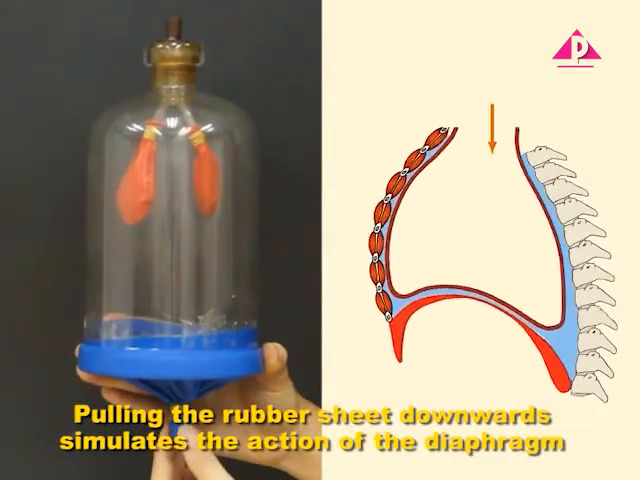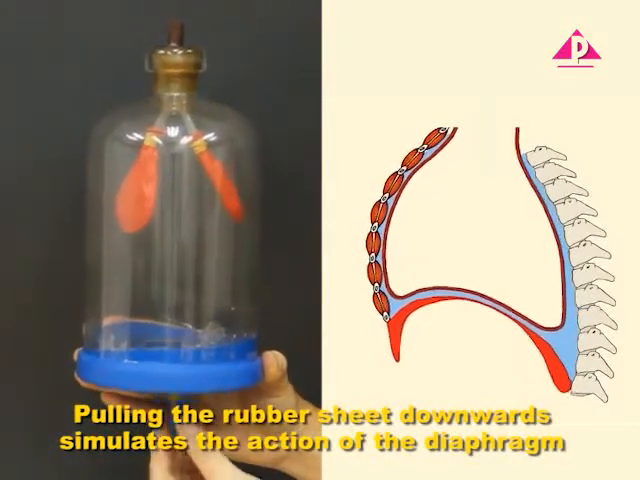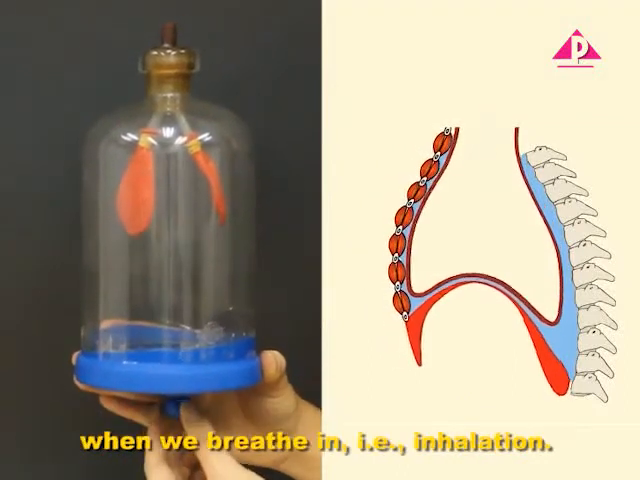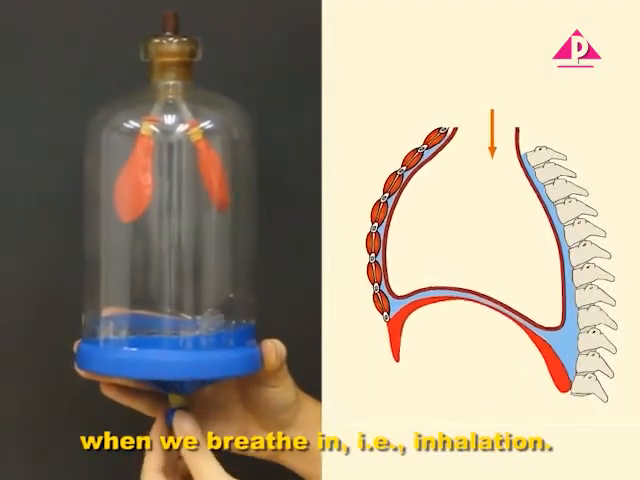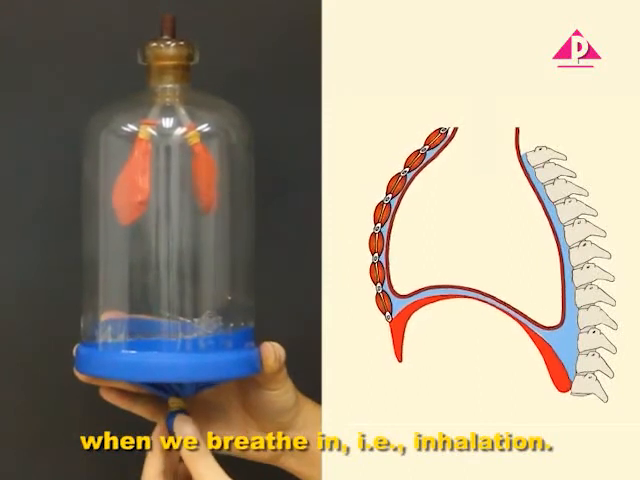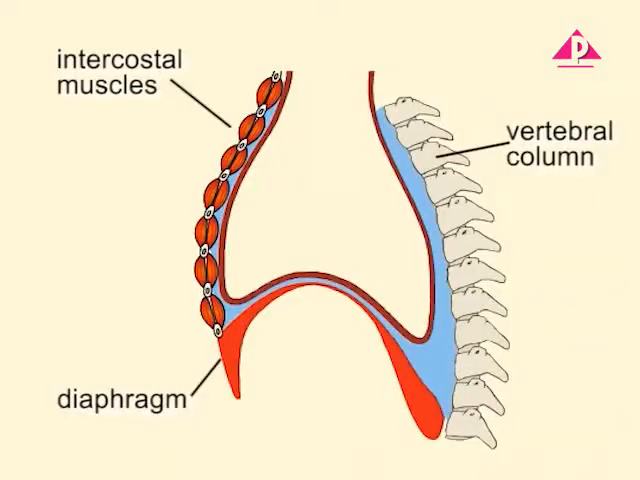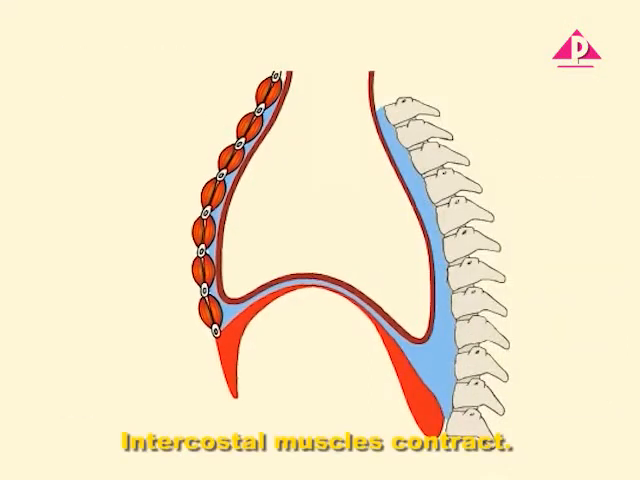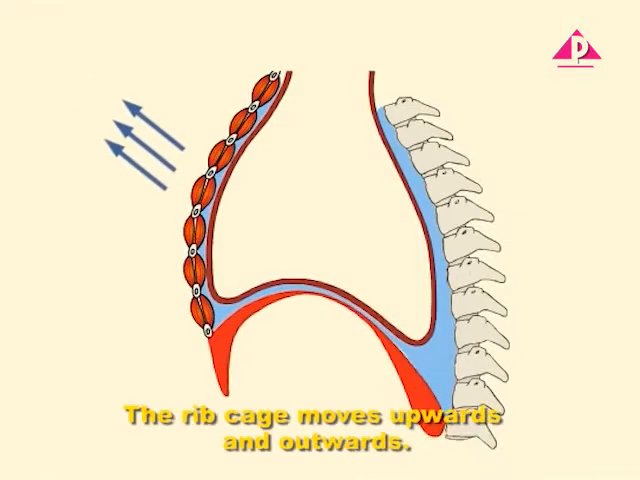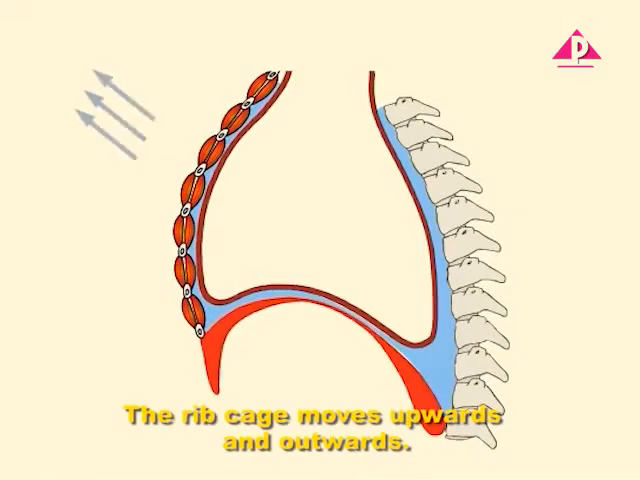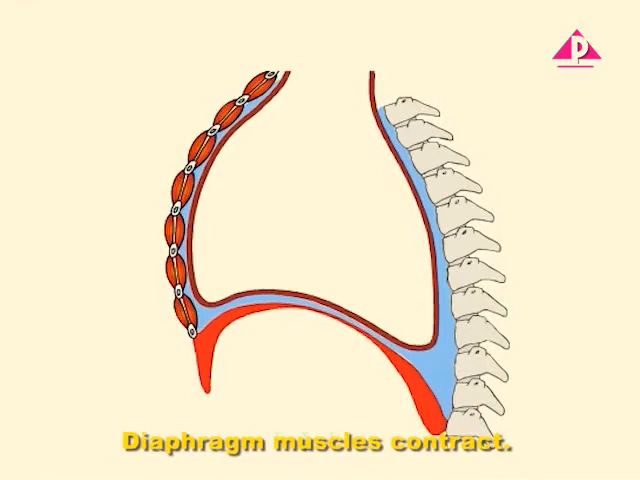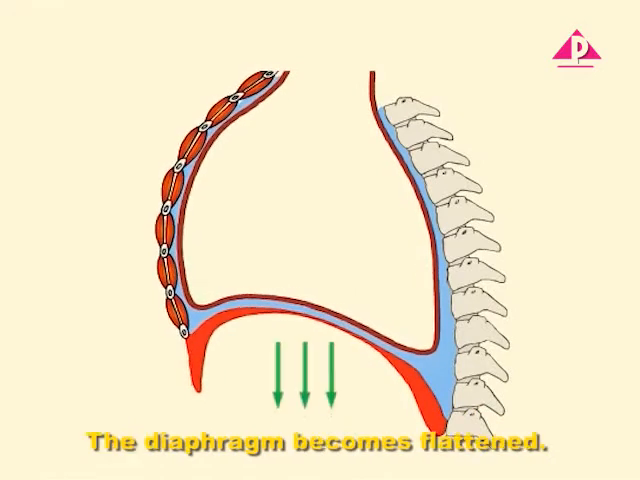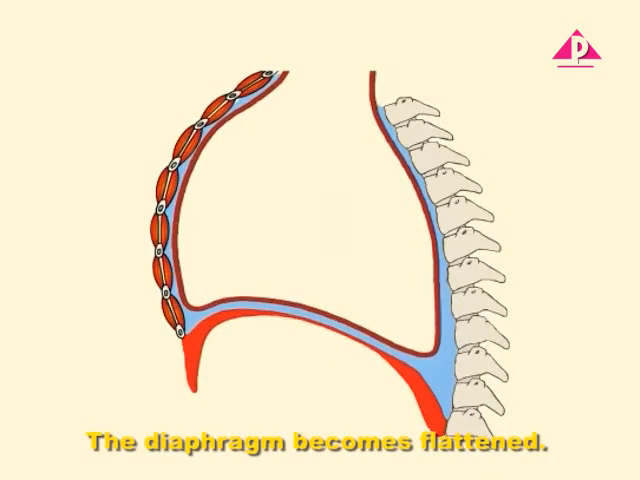Pulling the rubber sheet downwards simulates the action of the diaphragm when we breathe in, that is, inhalation. Intercostal muscles contract. The rib cage moves upwards and outwards. Diaphragm muscles contract. The diaphragm becomes flattened.